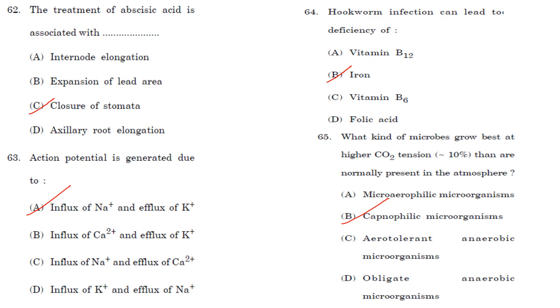Action potential is generated due to influx of Na+ and efflux of K+. Answer is option A. Then, hookworm infection can lead to iron deficiency. Answer is option B. What kind of microbes grow best at higher carbon dioxide tension than is normally present in the atmosphere? It is capnophilic microorganisms. They grow best at higher carbon dioxide tensions.